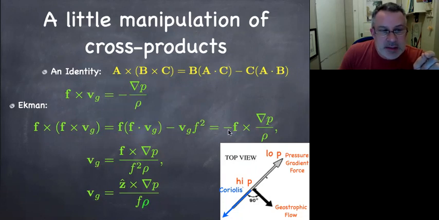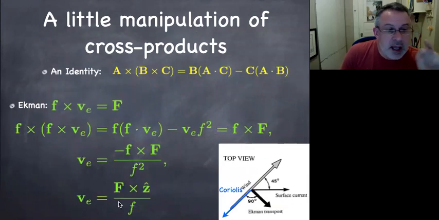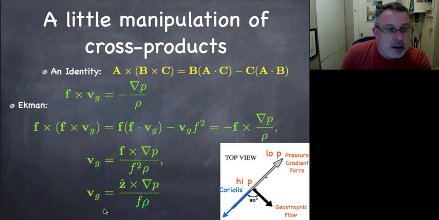In this case, if the minus sign was already there, we don't switch the order. We can keep the z hat first. It comes from f, the vector, divided by f, the magnitude. So z hat cross grad p over f rho. That's the geostrophic velocity. Geostrophic velocity, Ekman velocity: f cross z hat over f. Friction cross z hat over f. Geostrophic velocity, z hat cross gradient of pressure over f rho. Great.